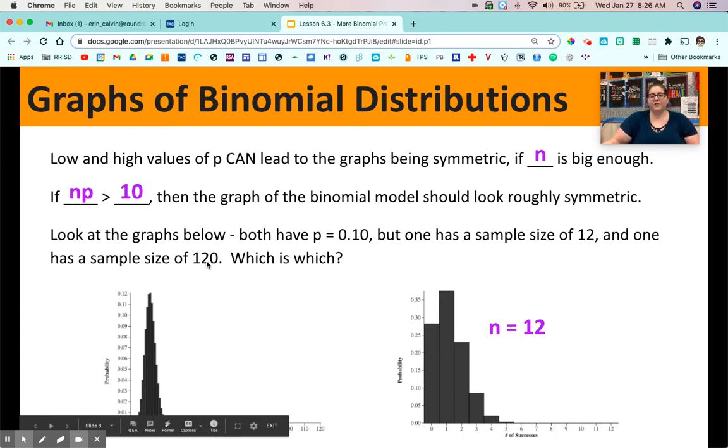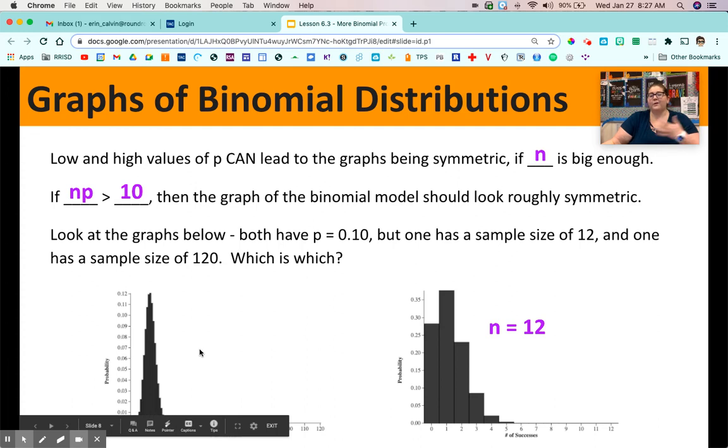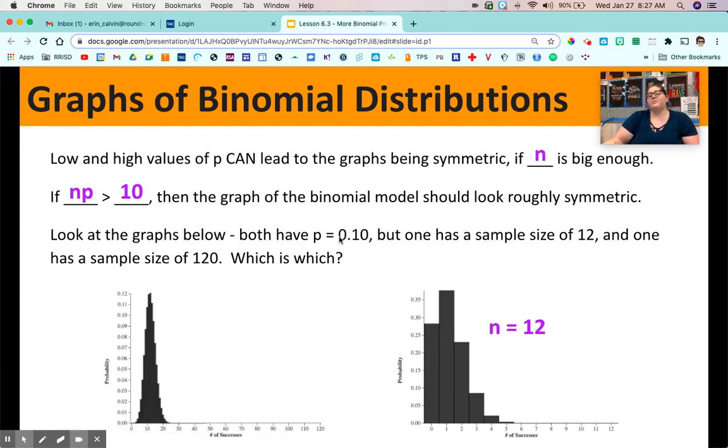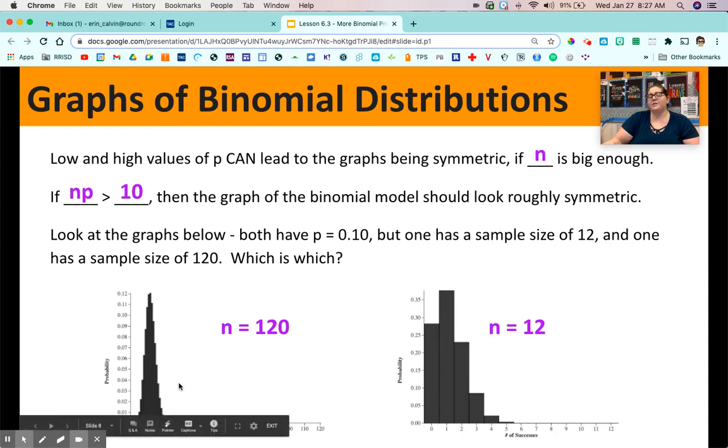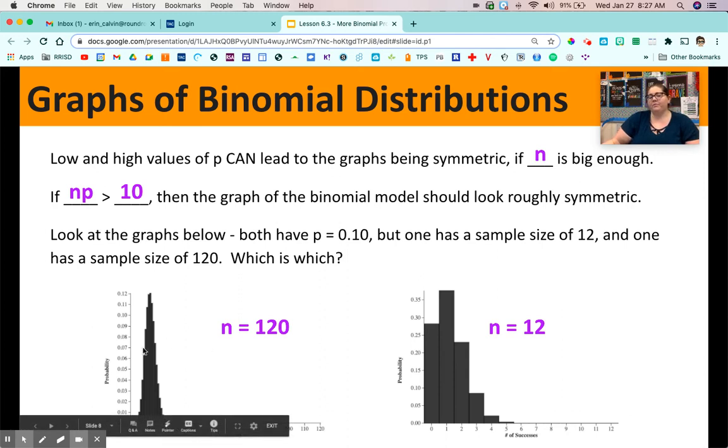Whereas a sample size of 120, if I use this little formula, 120 times 0.10 is 12, which is greater than 10, which means the graph should look roughly symmetric. But our tallest bar is still going to be on the lower end of successes because p is still pretty low. So that's what happens with this one. We can see that all of our bars on our graph got a lot narrower, and that squished the graph in so that we still have that symmetric shape. As opposed to this one, which had a much smaller trial size and things are a little bit more spread out. So that's the comparison there.